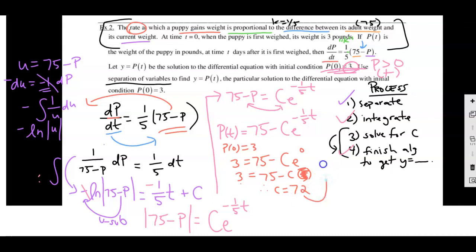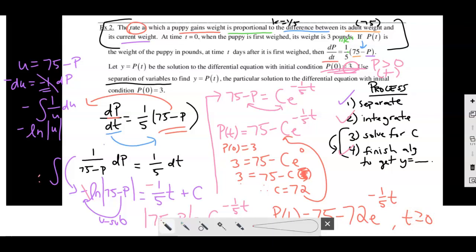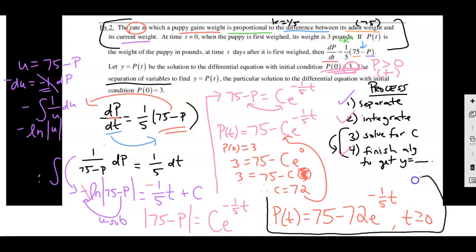And then take that C value and plug it back in. We're going to get this particular solution. The function for the puppy's weight, as determined by time, is going to end up being 75 minus 72 e to the negative 1/5 t. And we would have that same domain restriction, so it would be only from time greater than or equal to 0. But that would end up being our answer. That is the equation that would have this as the derivative and is also going to go through that point as the y-intercept.